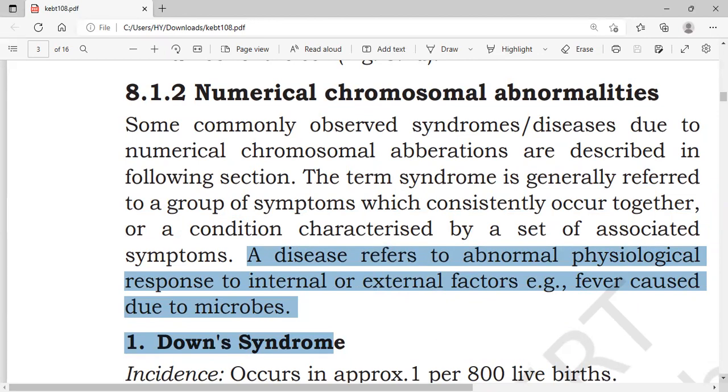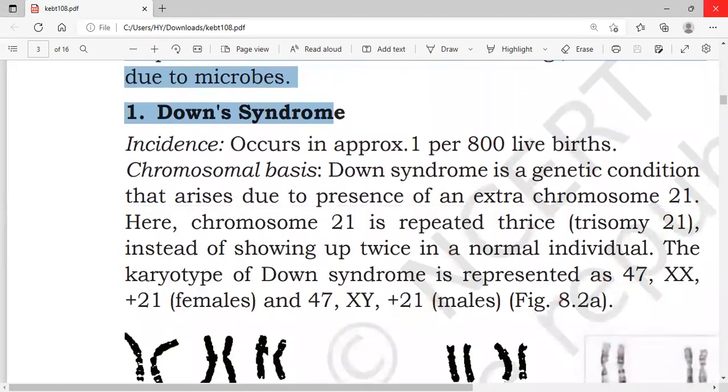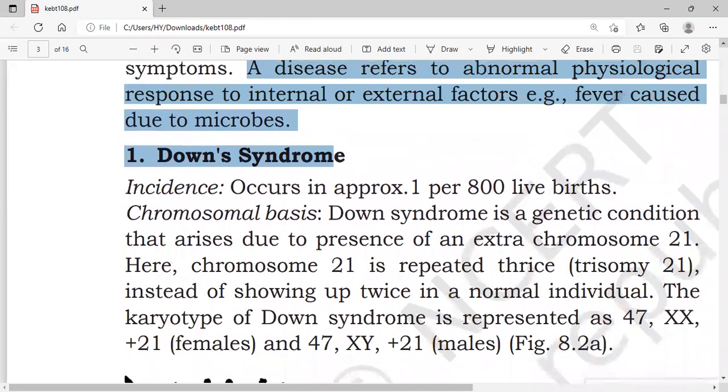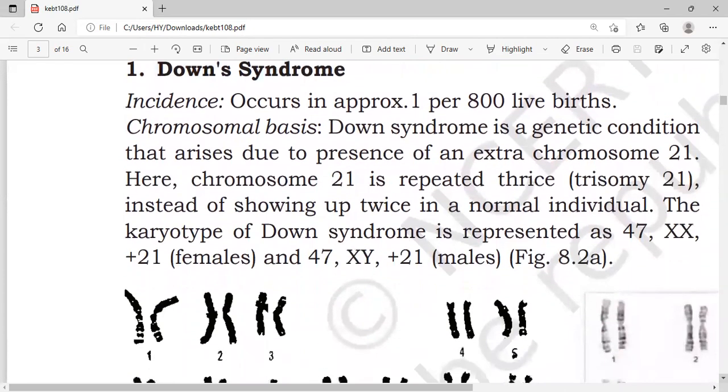A disease refers to an abnormal physiological response to internal and external factors. Example, fever caused due to microbes. और डिजीज अलग होती है. डिजीज एबनॉर्मल फिजियोलॉजिकल रिस्पॉन्स होती है इंटरनल और एक्सटर्नल फैक्टर्स की, जो माइक्रोब्स के थ्रू होती है. Down syndrome incidents occur in approximately 1 per 800 births. So 800 में से एक इंसान को डाउन सिंड्रोम होता है.